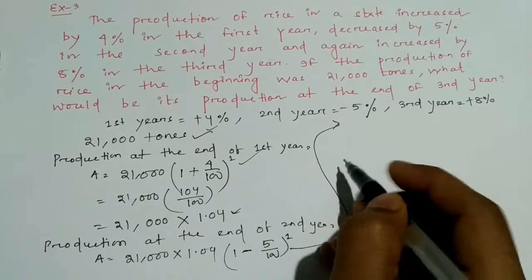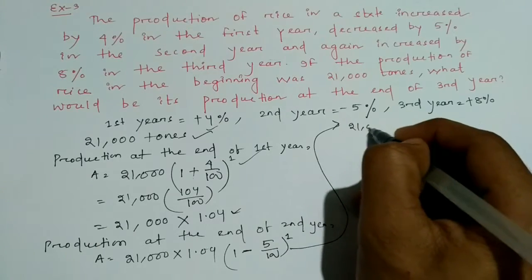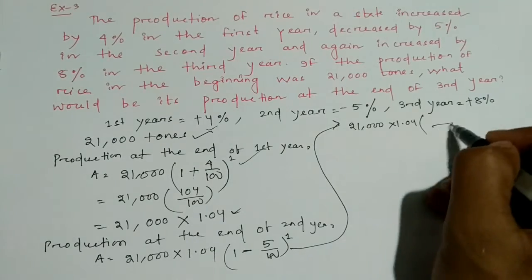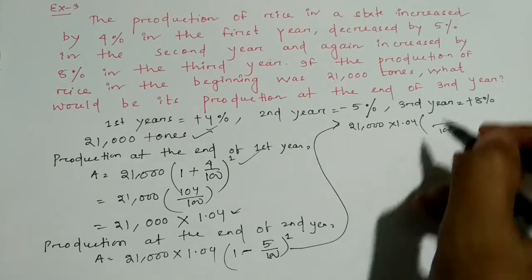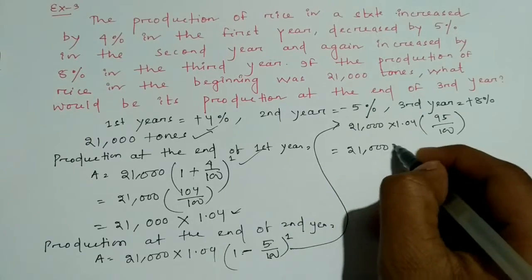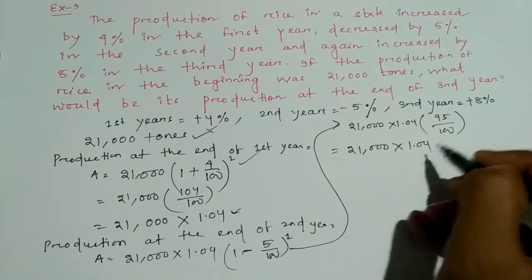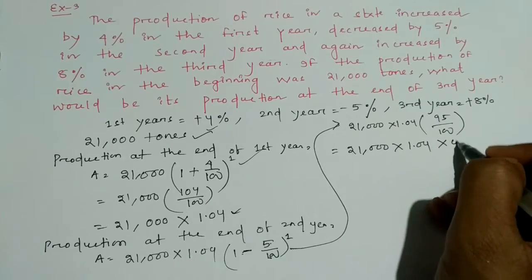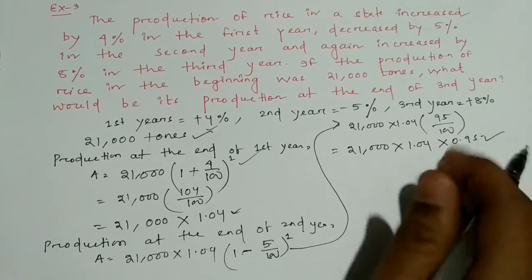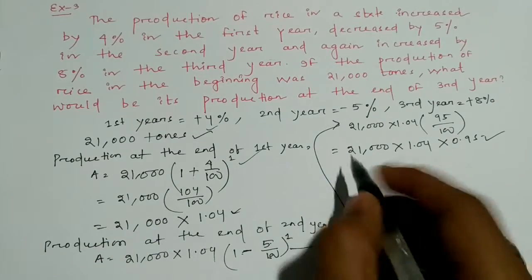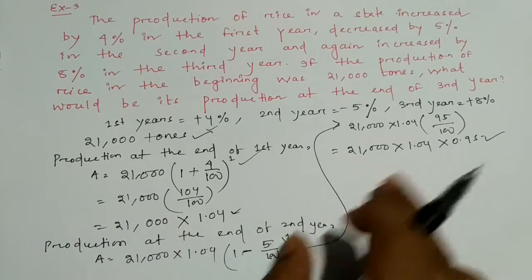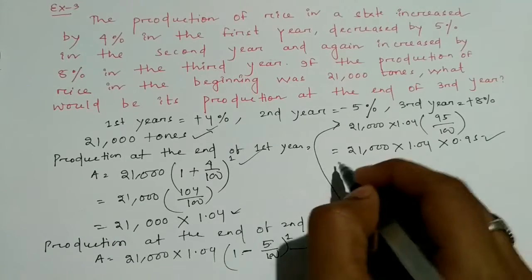So solving this, we get how much? 21,000 into 1.04, and taking 100 as LCM, 100 minus 5, that is 95 divided by 100. So it will be 21,000 into 1.04 into 0.95. This will be my amount. Don't solve this, we will solve it later. But if you want to, just continue from this step and solve it. Both are easy.